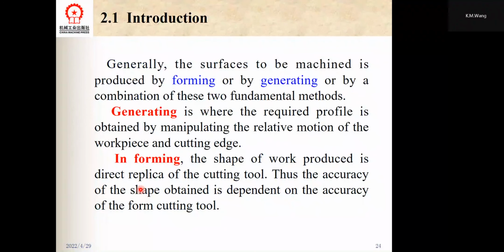Generally, the surface to be machined is produced by forming or by generating or by a combination of these two fundamental methods. So these two methods, generating and forming, are the most important methods of surface generating. Okay, this is what we should know.